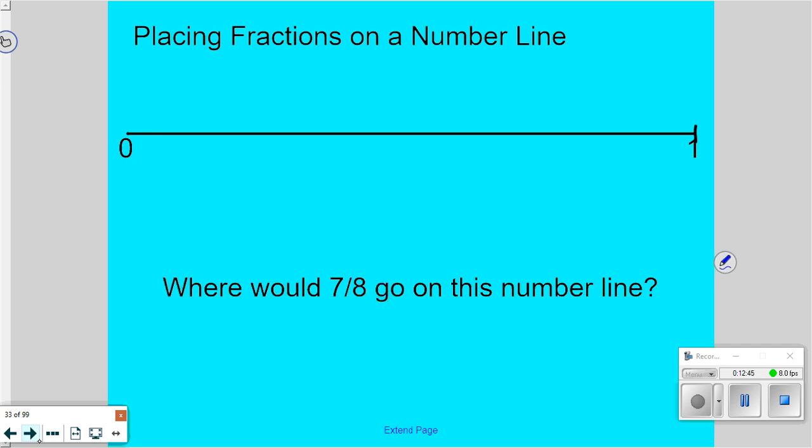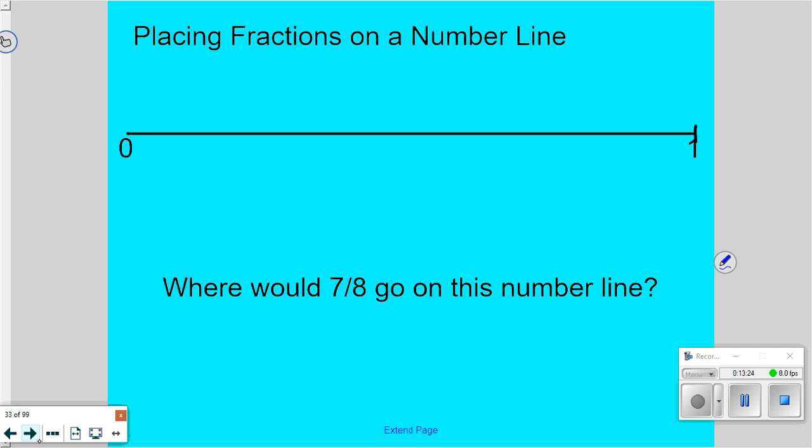Do you think it's going to be close to 0, close to 1, or maybe in the middle? We're just guessing. We haven't put it on there yet. We're making a prediction. Where do we think it might go? We're going to put 7/8 on our number line. Do you think it's going to be closer to 0, closer to 1, or somewhere in the middle? We haven't done it yet, so we don't know exactly where it's going to go, but we're going to make a guess of where we think it will go. Huxley, what do you think? You think to the 1?